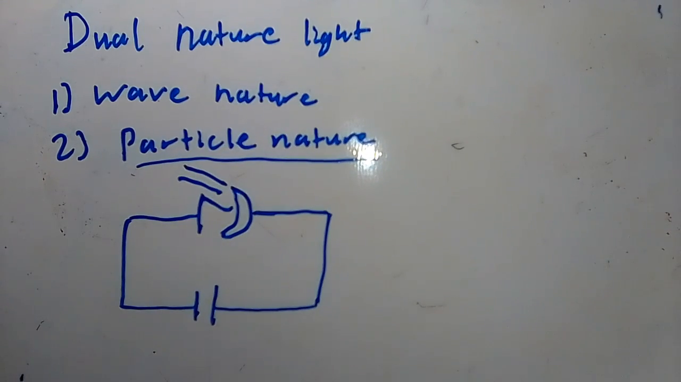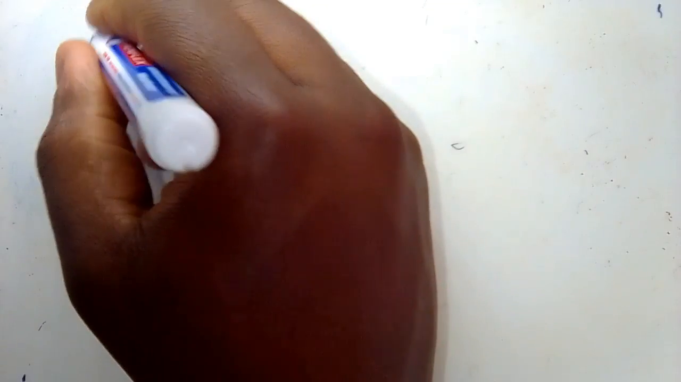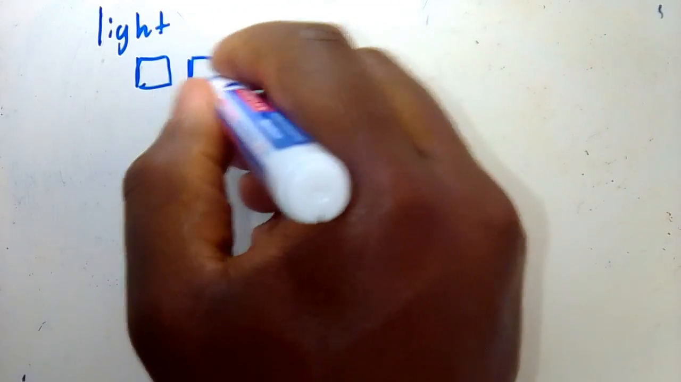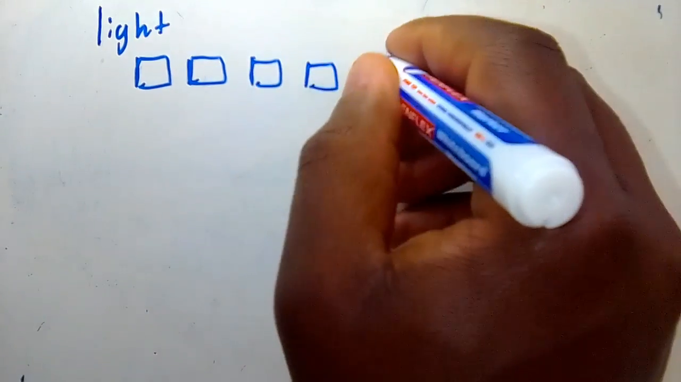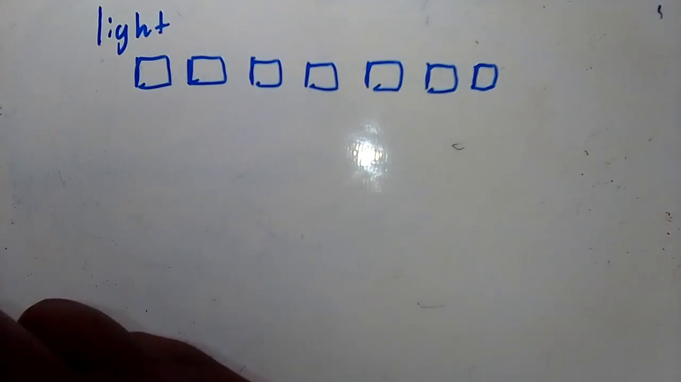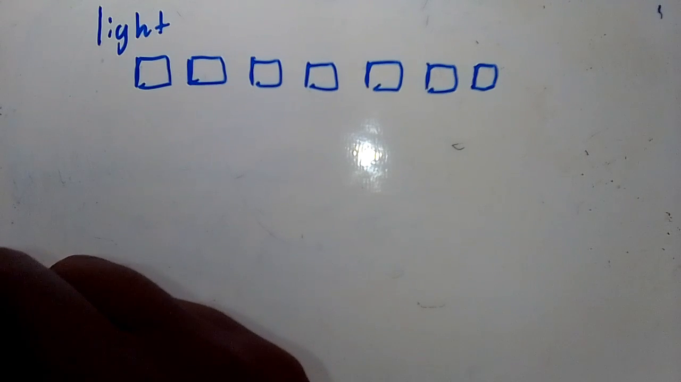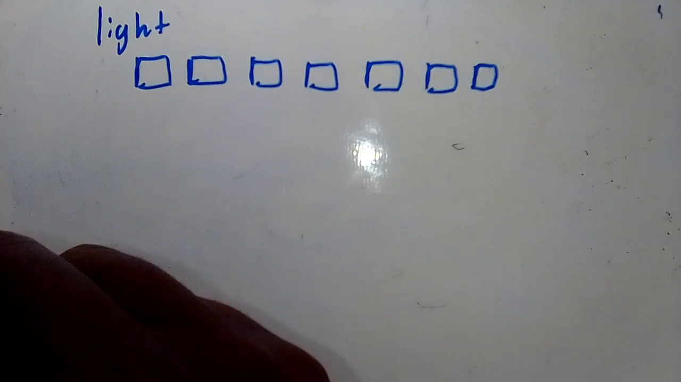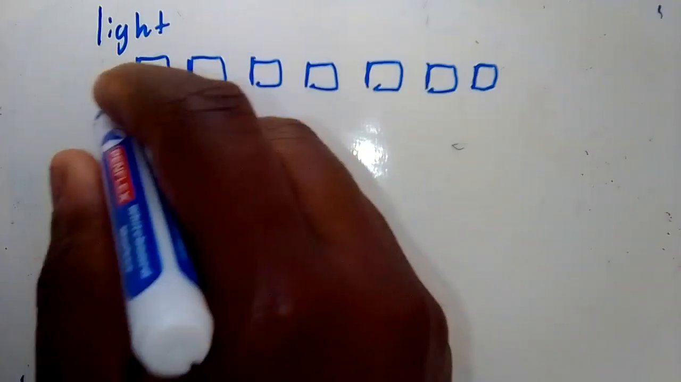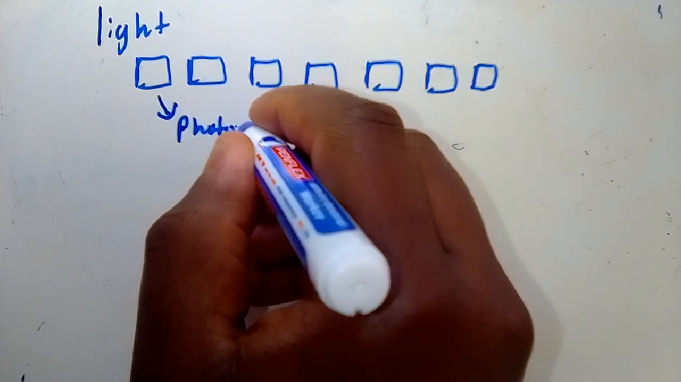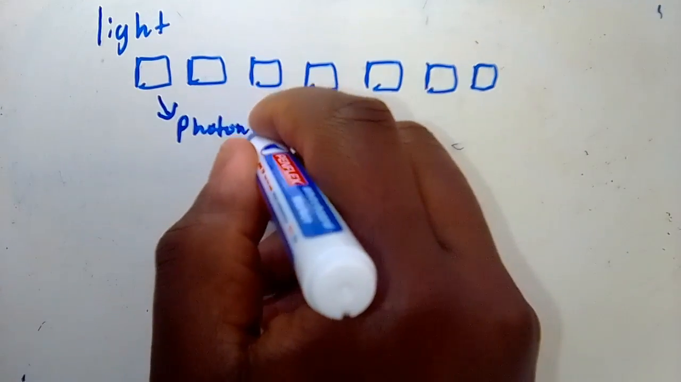Let me talk about this in detail. Number one, light is made out of photons, like packages of energy. Everything we see on Earth, every object, even the air and the wind, is made of mass. However, light is not made of mass. Light is made out of photons.